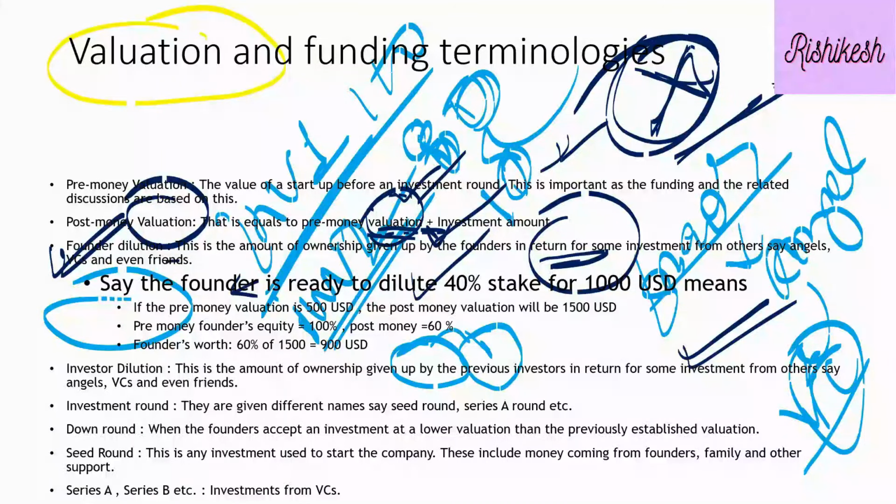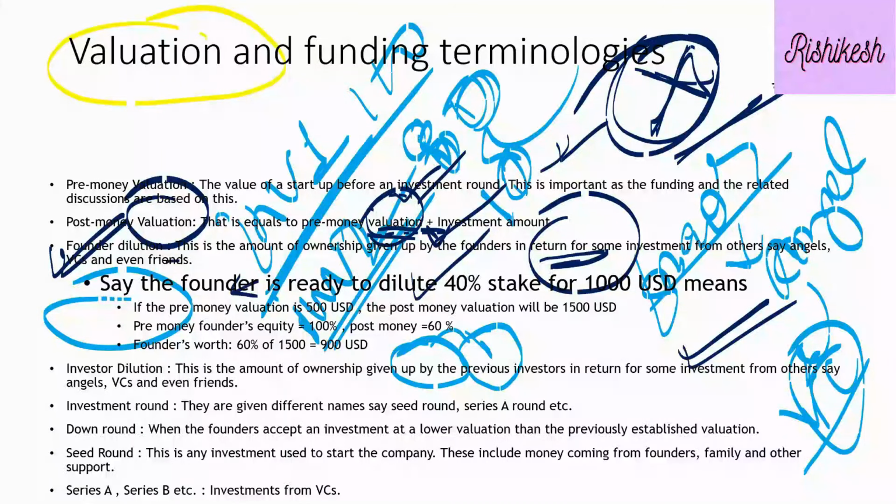So a down round is not considered to be good for a company. If a down round is happening, this means that the company is not performing well on various performance metrics. So this is something which startups should avoid. A down round should not happen inside a startup, because this is considered to be not good for the company.